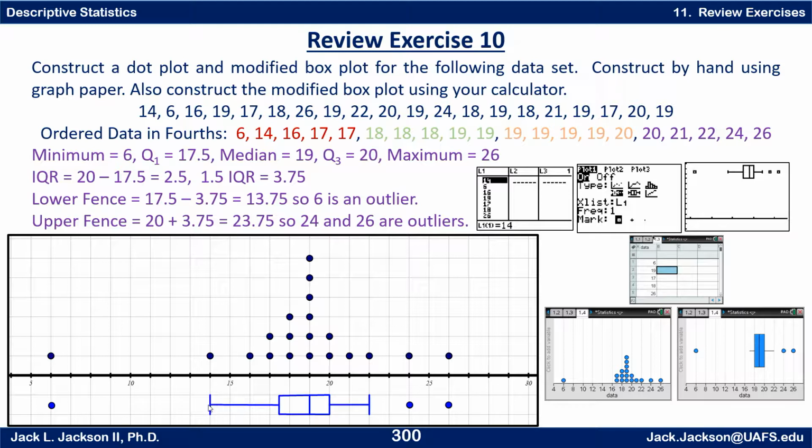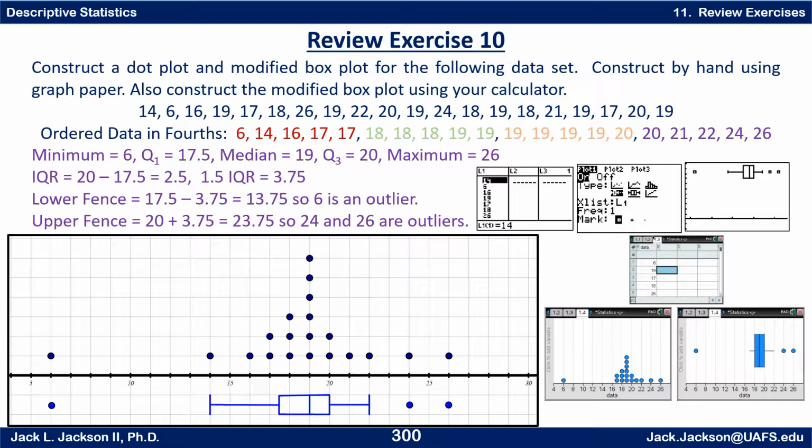So now if you notice, our whiskers don't go from the minimum up to Q1 or from Q3 up to the maximum. They go from the lowest one that's not an outlier, in this case 14, up to the Q1 of 17.5. And the top whisker goes from Q3 at 20 up to 22, which is the highest one that's not an outlier. And the outliers, these two on the upper end and the one on the lower end, are marked with some kind of mark, in this case a dot.